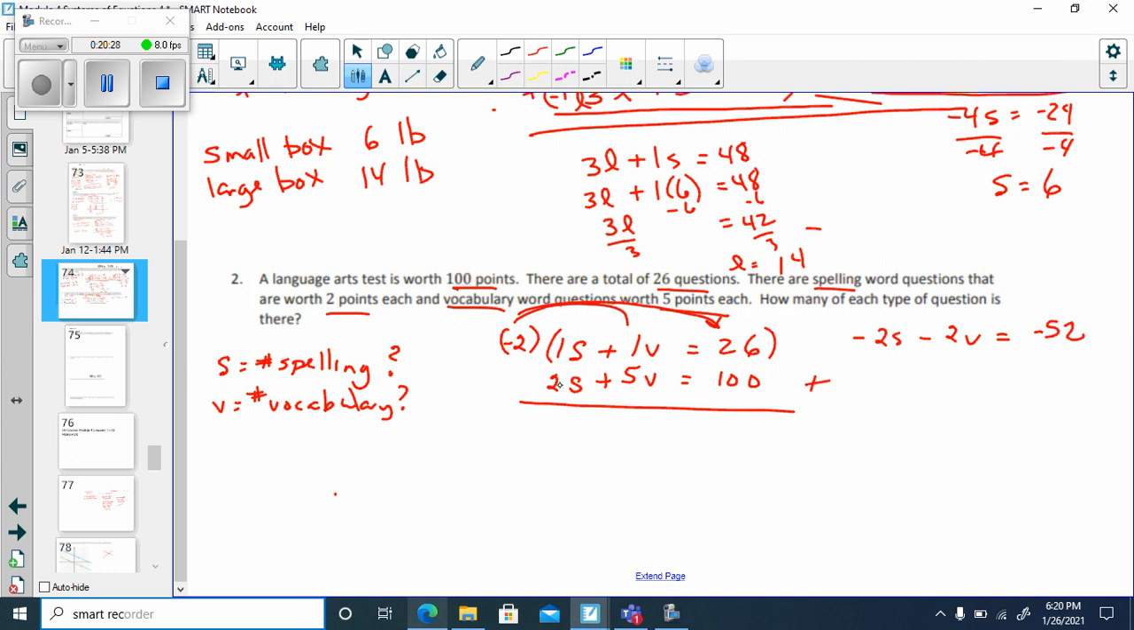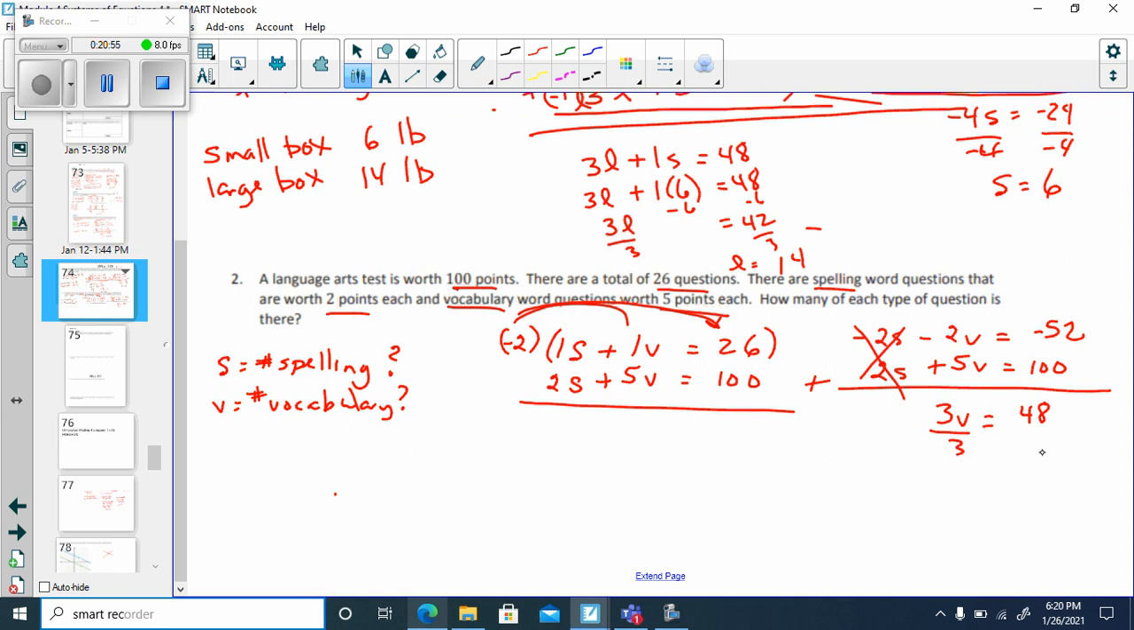And then we add what's down here because we didn't change anything here. 2s plus 5v equals 100. Now let's add these together. Negative 2s plus positive 2s would give me 0. I have eliminated that variable. Negative 2v plus 5v is 3v. Negative 52 plus 100 gives me 48.